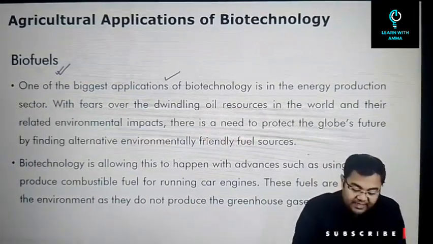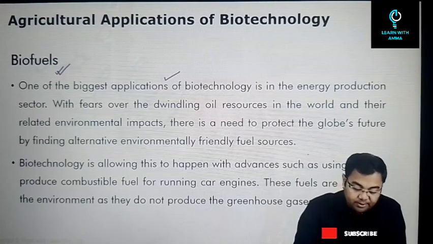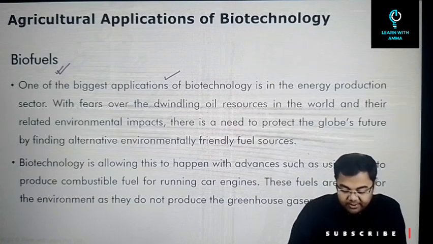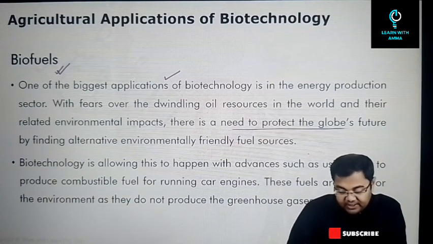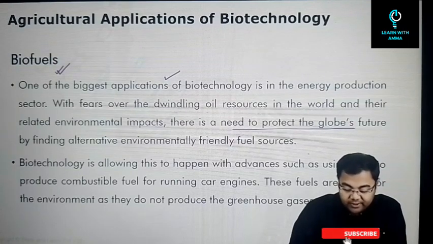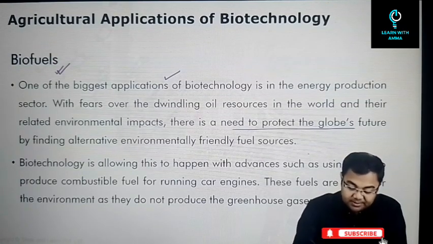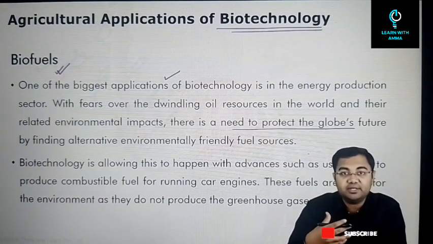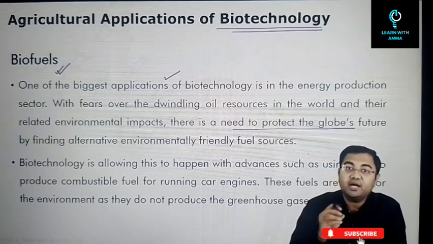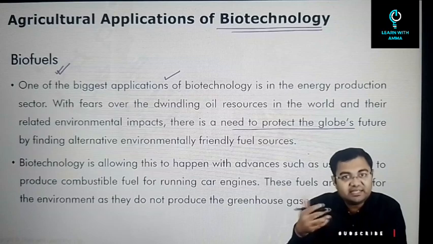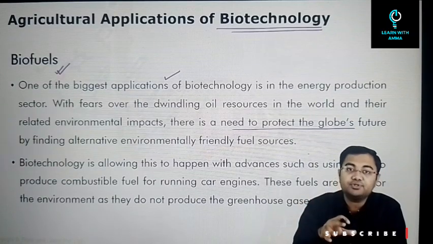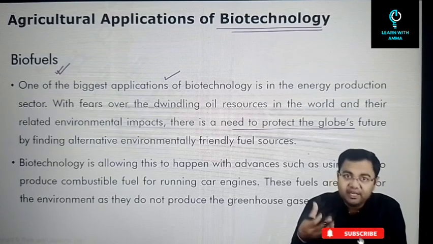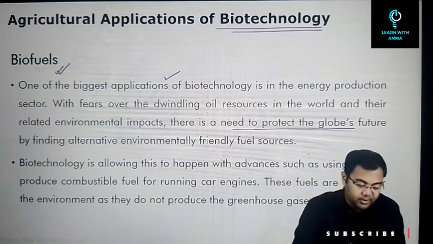One of the biggest applications of biotechnology is in the energy production sector, with fears over dwindling oil resources in the world and their related environmental impact. There is a need to protect the globe's future by finding alternative environmentally friendly fuel sources. And this is something that has been made possible with the help of biotechnology. Why are we calling this biotechnology? The reason is simple. You are using a crop, something which is living or recently living. So when you are using agricultural crops, biofuels also can be called a part of green biotechnology or agricultural application of biotechnology.